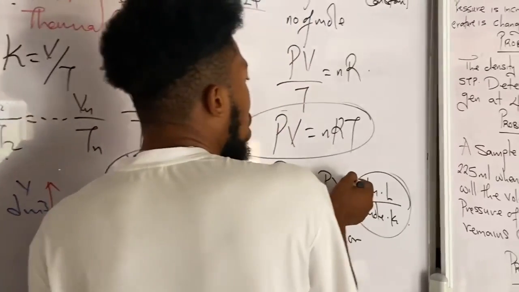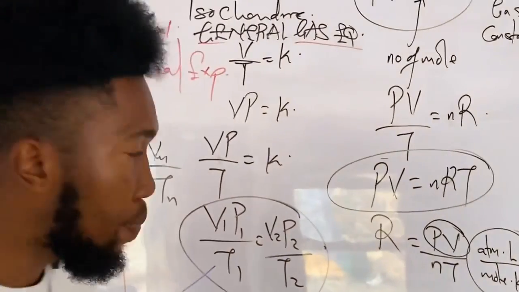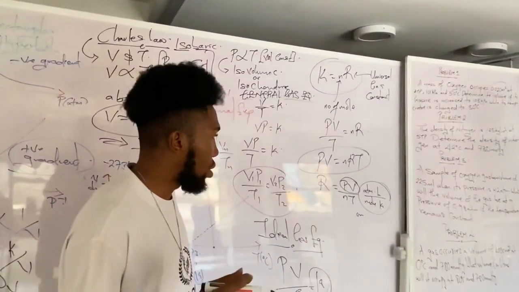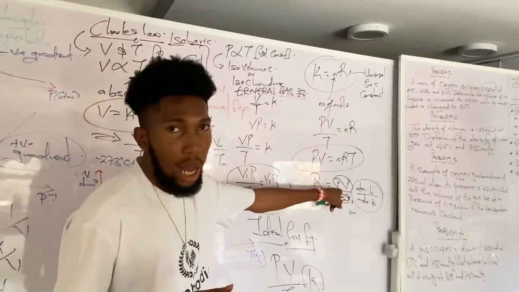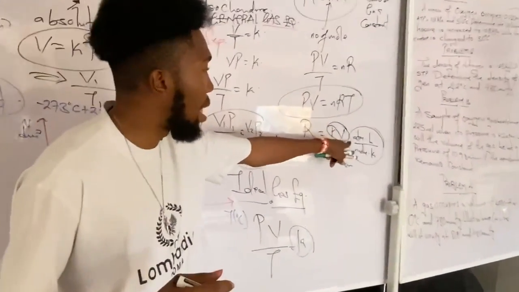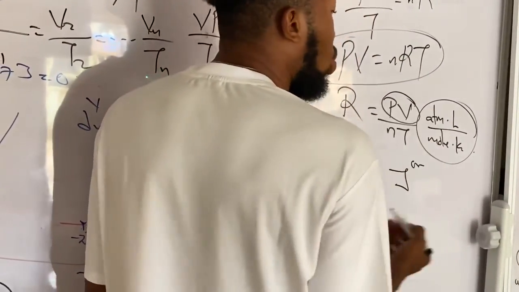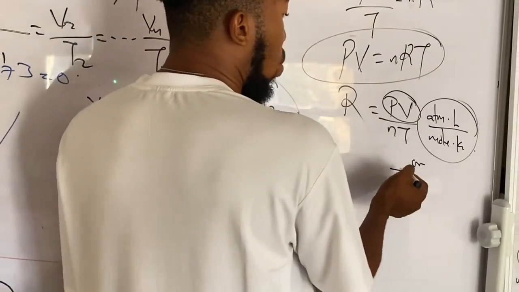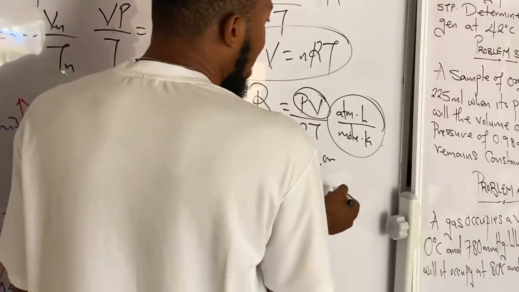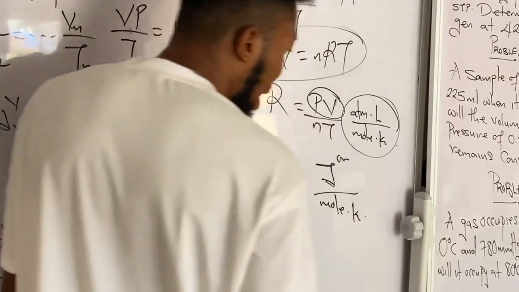Or if you want to look at PV as a single thing, PV is also referred to as the work done in a gaseous system. So that's the work done by the gas. So if you don't want to represent PV as atm.L, you can call it joules, because PV is work. Are you getting me now? And work is measured in joules. So it's still the same thing as joules over mole dot K.